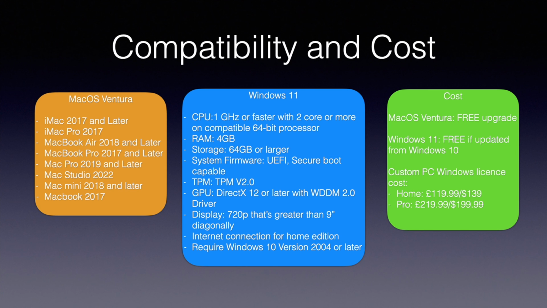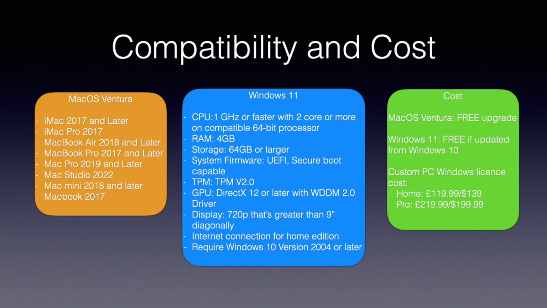Microsoft says that it's because of security. Sure. GPU, you need one which is DirectX 12 or later, compatible with a WDDM 2.0 driver, which a lot of GPUs do. Display needs to be at least 720p, greater than 9 inches diagonally. Well done, Microsoft. Guys, this is from their website. And you need an internet connection for Home Edition. And it requires Windows 10 version 2004 or later for upgradability. Very, very long list. The TPM is ridiculous, in all honesty.